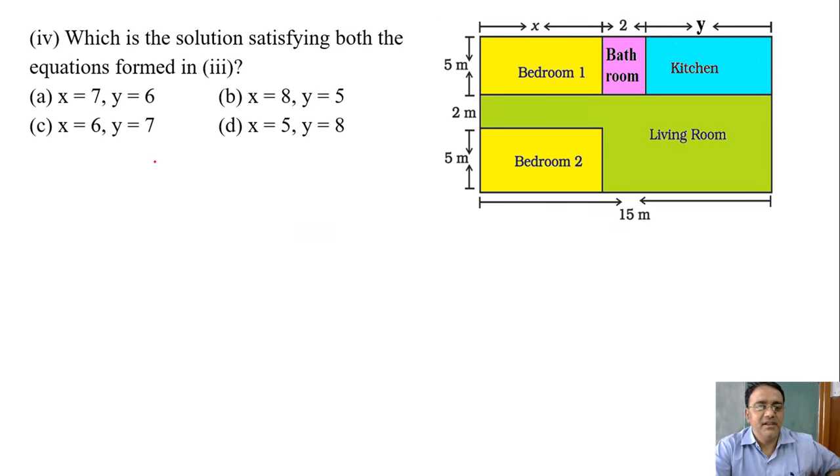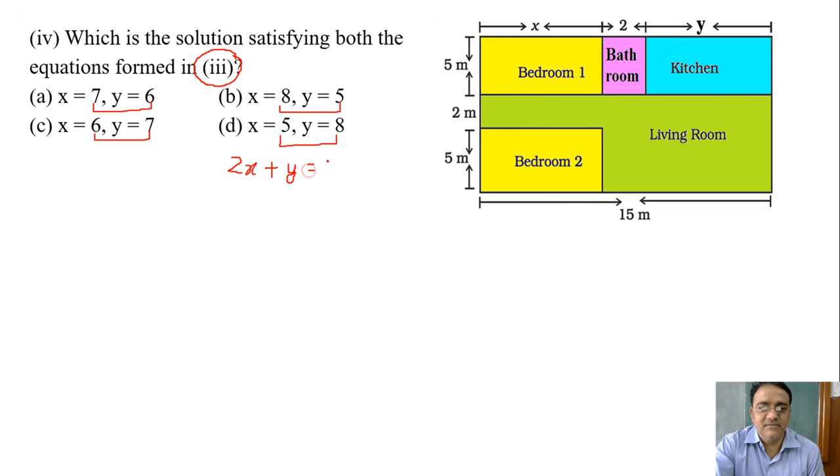Now the next question, which is the solution satisfying both the equations formed in third? कौन कौन सा इक्वेशन मिला था हम लोग को? 2x plus y is equals to 19, x plus y is equals to 13. तो देखो इन दोनों का सम 13 है, इन दोनों का भी सम 13 है, इन दोनों का भी सम 13 है और इन दोनों का भी सम 13 है. So almost all 4 satisfy that equation, but we have to check for another equation. The other equation is 2x plus y is equals to 19. So ये वाला जो satisfy करेगा, that is the final answer.